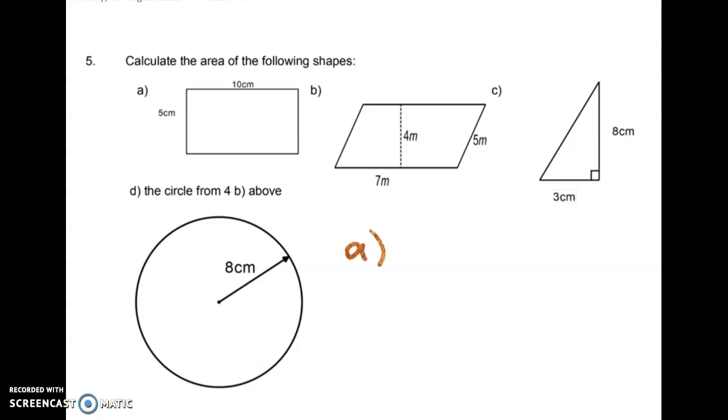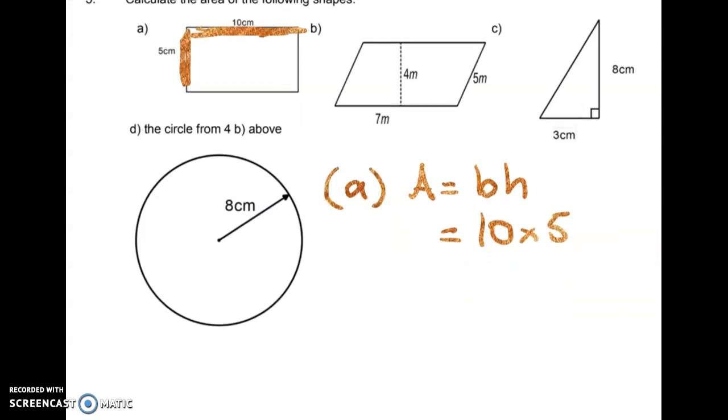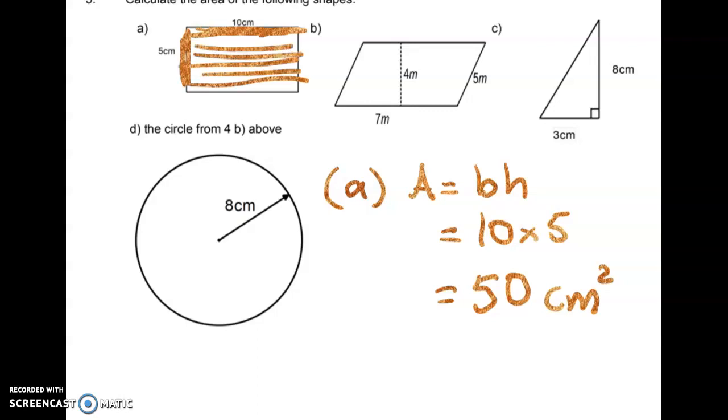Okay, so 5a, the area is equal to the base times the height. The base is 10, the height is 5. All right, so the base is this one across here, the height's 5. Doesn't matter if you turn it around because multiplication is commutative, the order doesn't matter. So that's 50, but we need the units, and the units are centimetres squared because I'm measuring the area, right? And you can remember that by thinking about dividing this up and getting lots of little squares.